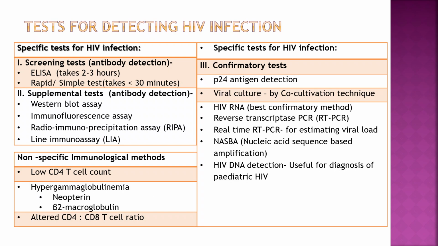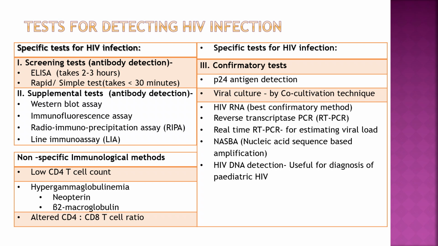Tests for detecting HIV infection. So there are specific tests and non-specific tests. Specific tests are divided into screening test, supplemental test, and confirmatory test. The screening test is antibody detection. So ELISA takes 2 to 3 hours. The rapid simple test takes less than 30 minutes.